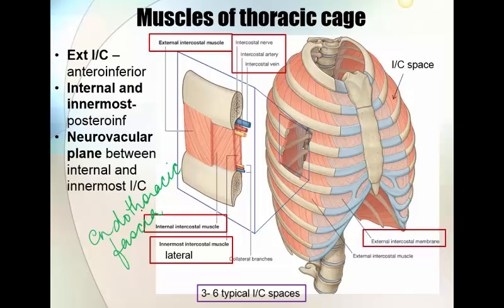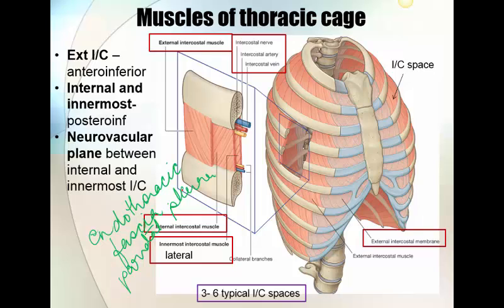As the name signifies, endo, inside the thoracic cage, endothoracic fascia, and that separates these muscles from the serous membrane inside, which is parietal pleura. And again, we will be looking at these in another subsequent image, but I wanted you to look at this right now.